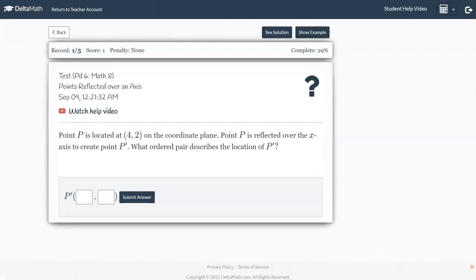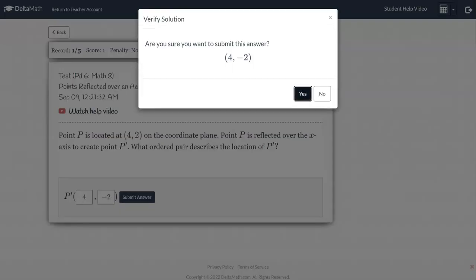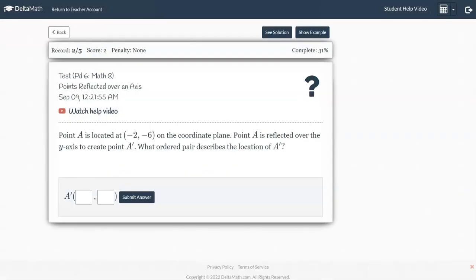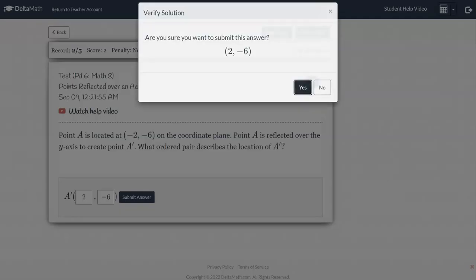Try one more time. P is at 4, 2. The reflection of P over the x-axis creates P prime. So we're going over x, so that means we change the y, right? It's reversed. Keep the 4 the same, change the sign of y. Let's do this one more time. Point A is at 2, negative 6. Point A is reflected over the y-axis, so if you reflect over y, you change the x. So this is the number we're going to change. So negative 2 to positive 2, everybody else stays the same.